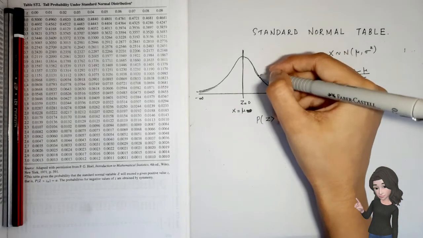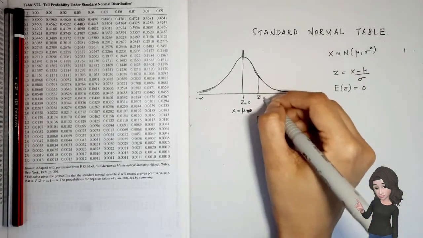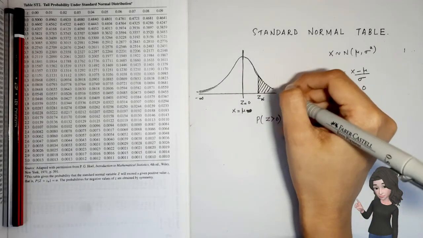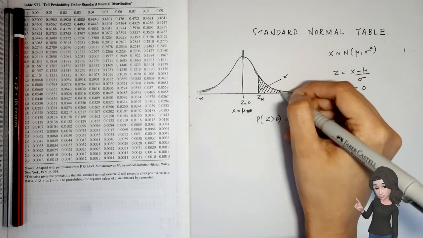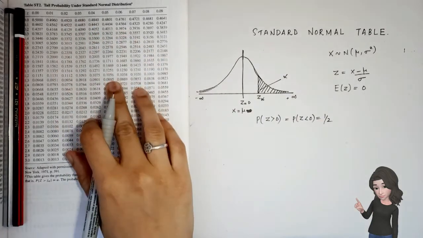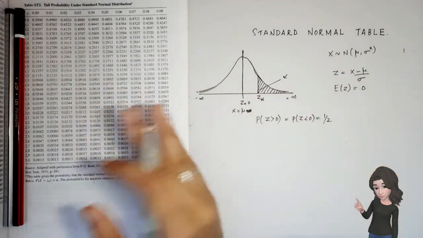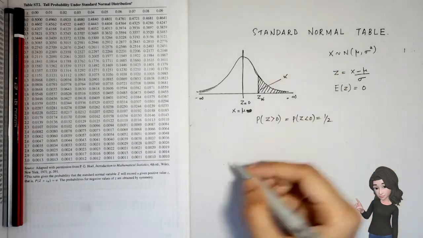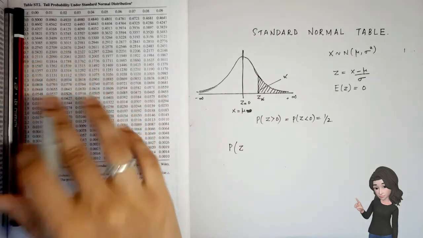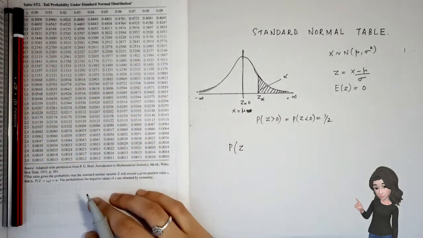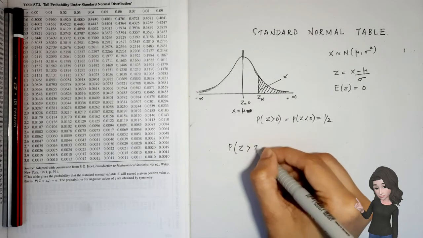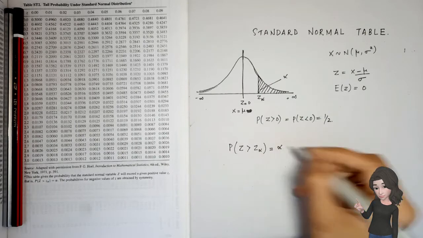What is our area of interest is that we need to find this Z alpha such that this shaded area is alpha. That is the way we are going to use this table in order to find the probabilities or these Z values. This statistical table gives the tail probability under the standard normal distribution, where probability of Z greater than Z alpha is equal to alpha.